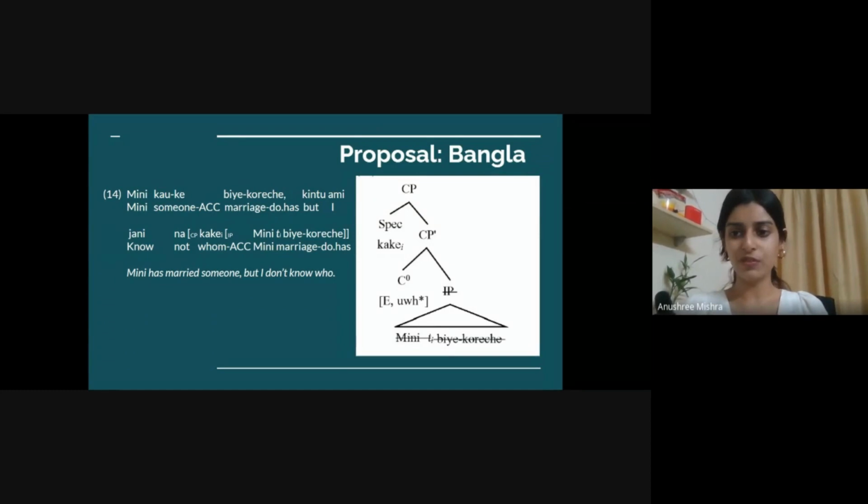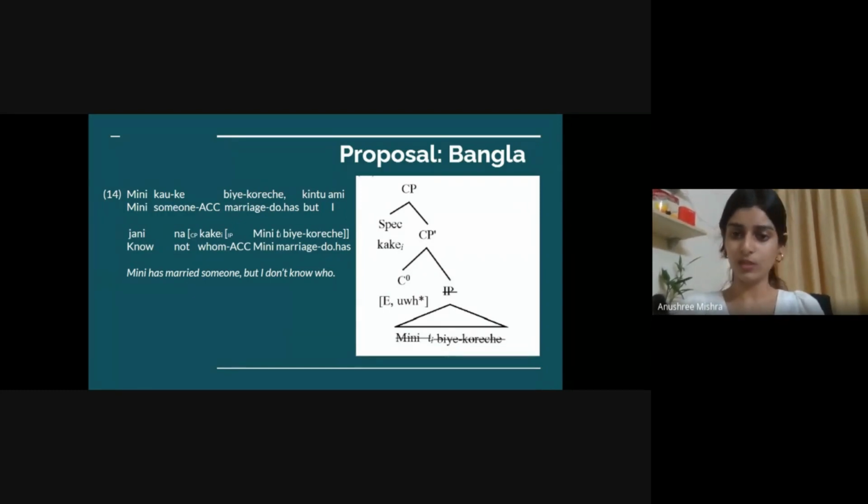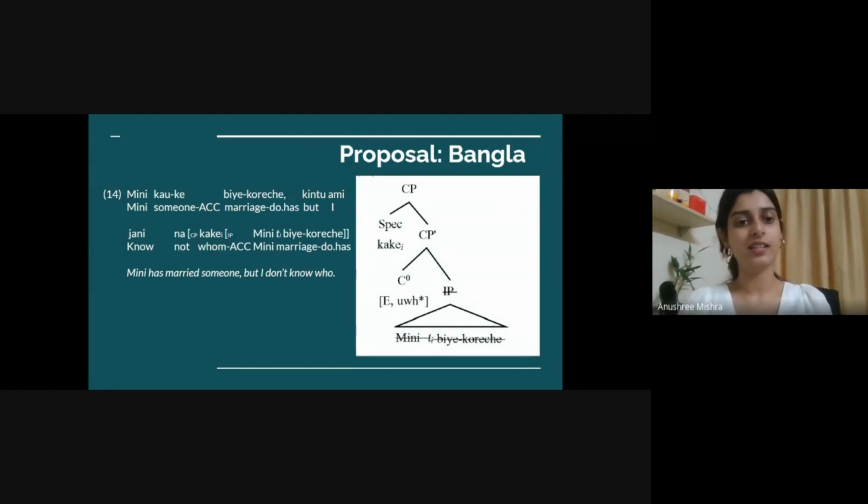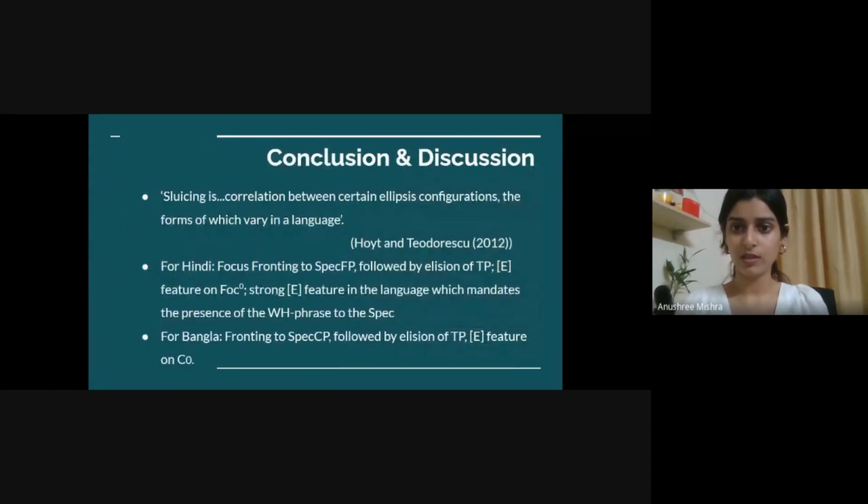Now, please observe the figure next to the example sentence, that is 14. The WH remnant kake raises to the spec of CP, after which the complement of its head, which is the rest of our sentence, gets elided. The E feature here resides in the C head as it does in English sluices.